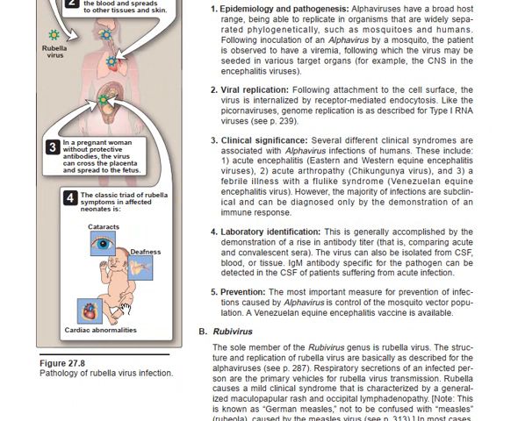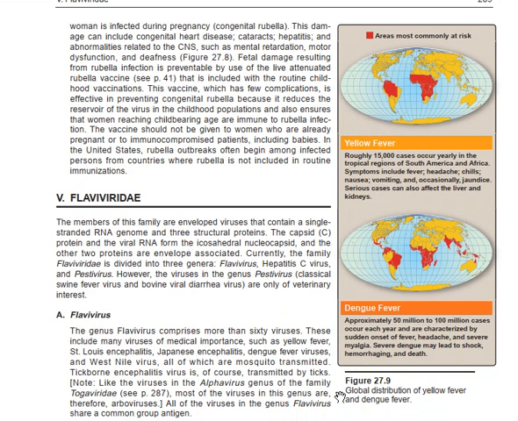Now, the next one is the global distribution of yellow fever and dengue fever. Yellow fever is one of the fevers that was highly feared in the past. That's why every time you want to travel from one country to another, you must have your vaccination card against yellow fever. Because it was a pandemic disease, roughly 15,000 cases occur yearly in tropical regions of South America and Africa.